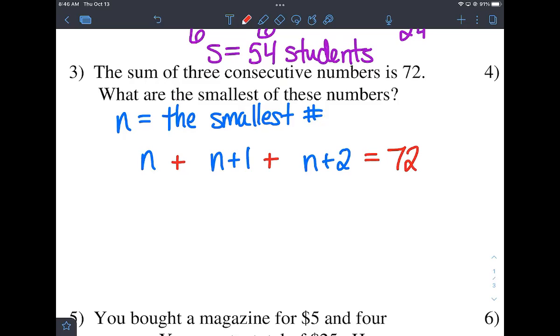Now, you could do this problem without an equation, and it would involve a lot of guessing and checking. 3 consecutive numbers adding to 72. But the equation takes out the guess and check method. I just solve it and I have my answer. There's a lot of n's in this problem. Let's combine them, combining our like terms. So it's 1n, 1n, and 1n, maybe. Anybody? 3n. So when you combine your n's, you end up getting 3n.